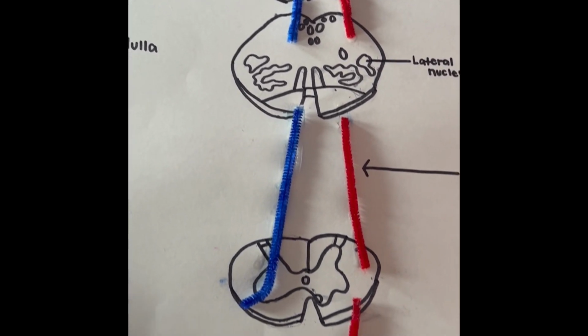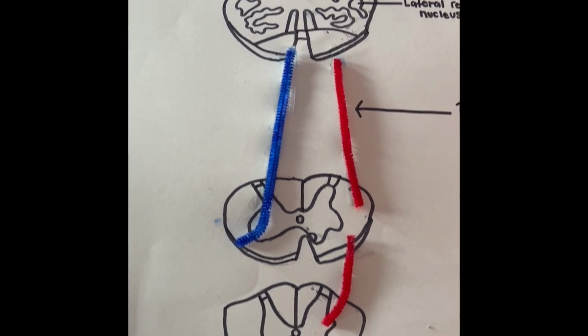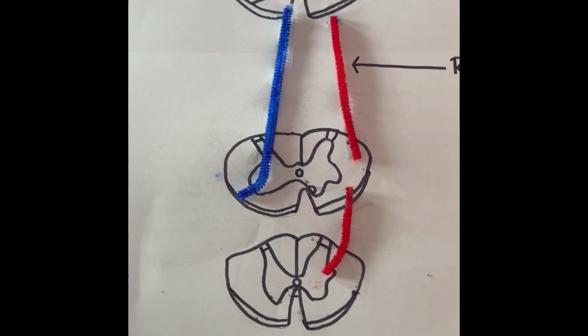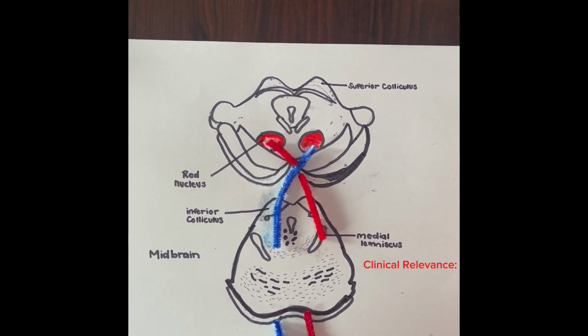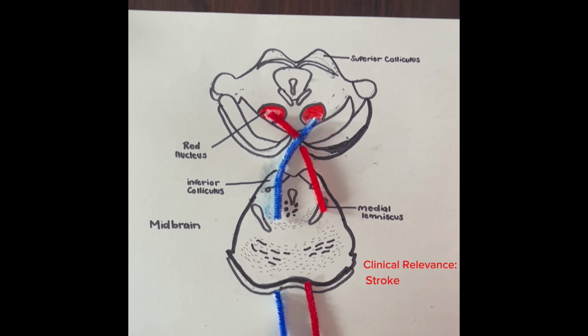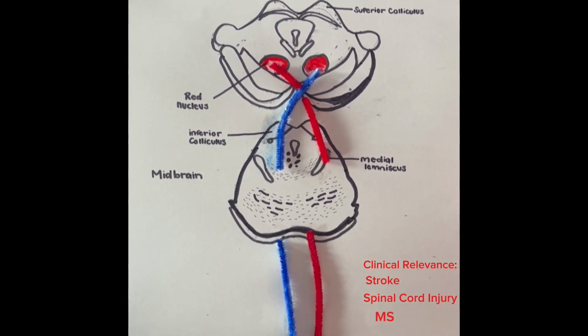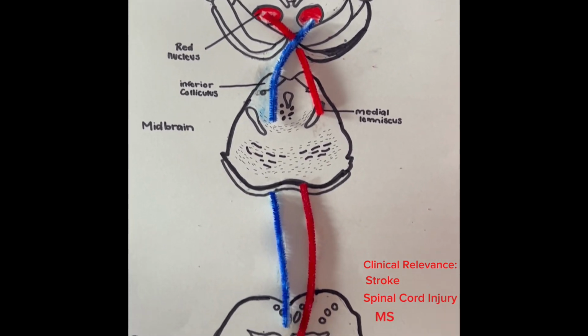The rubrospinal tract also plays a role in the modulation of muscle tone and reflexes. The rubrospinal tract has a clinical relevance with a variety of different things. For example, strokes, spinal cord injuries, or multiple sclerosis, MS.